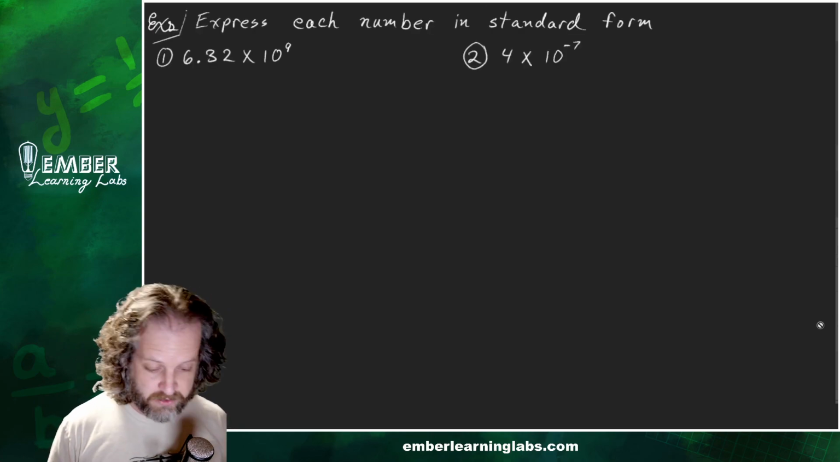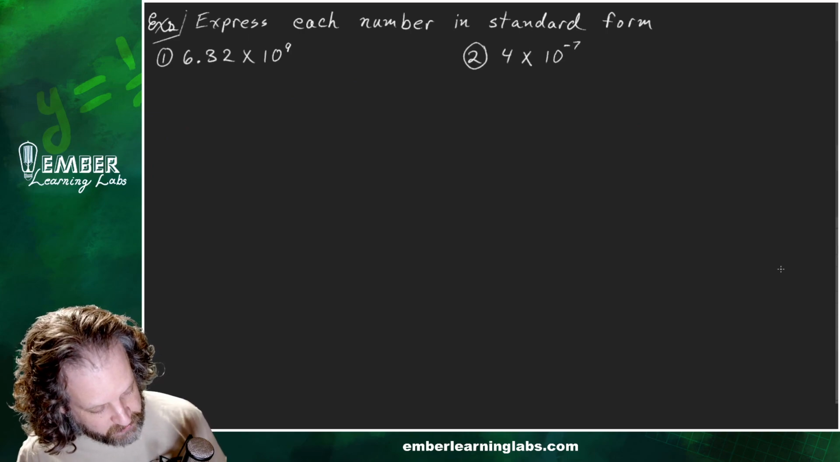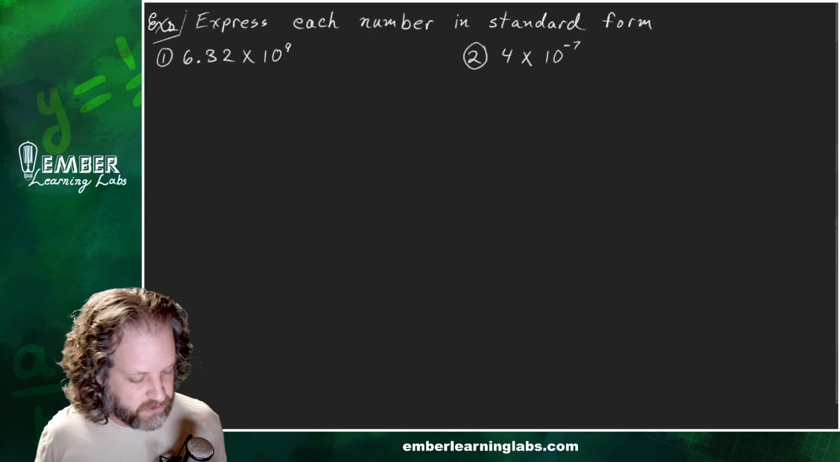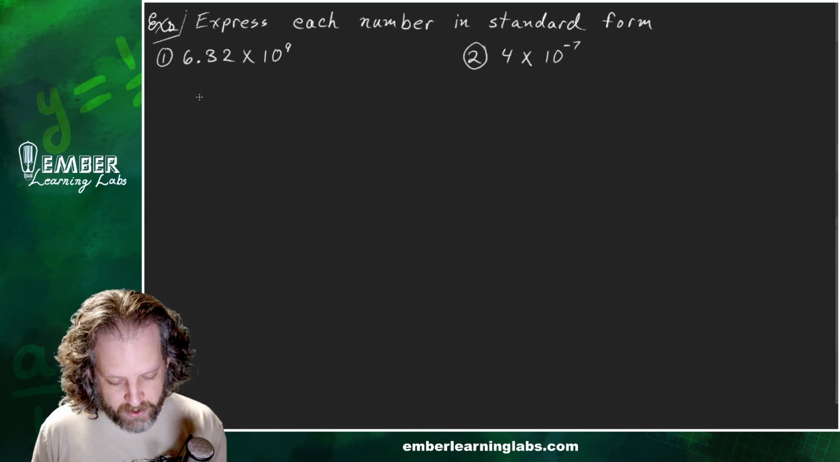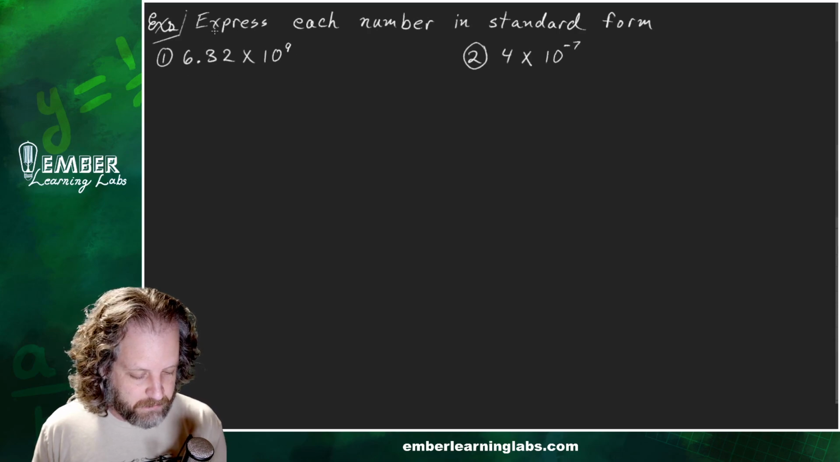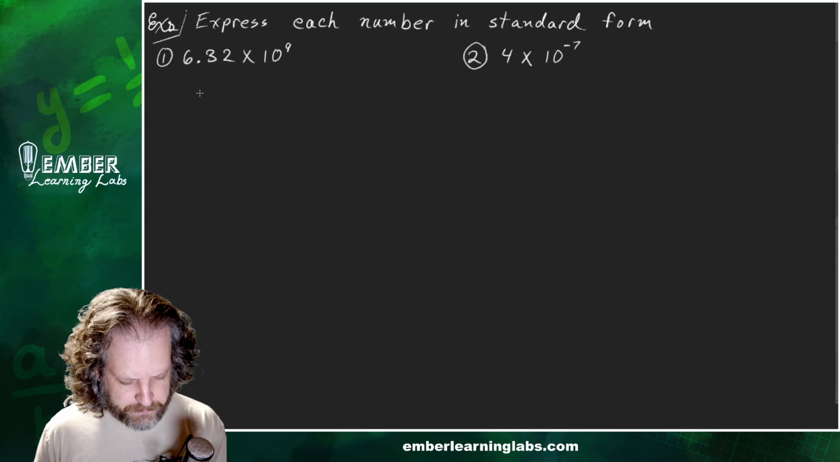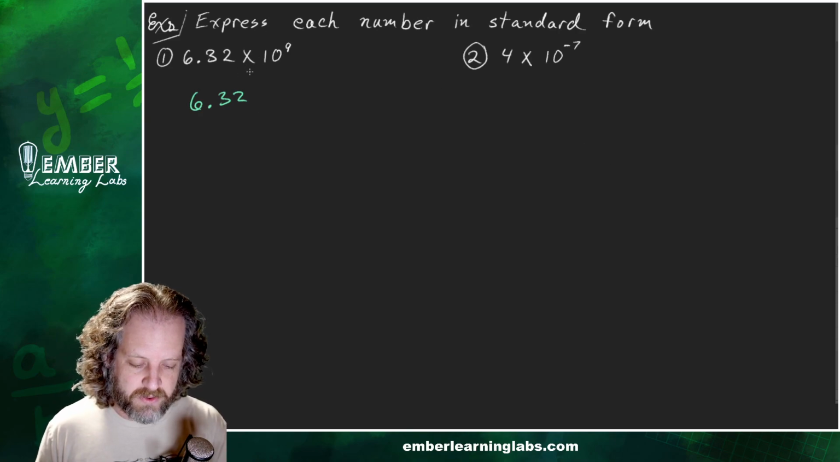So let's do the other way. So we're going to express each number in standard form. So this one, if we're following a step-by-step procedure, has one extra step. The one extra step is to write down the original number without the times 10 bit, right? So 6.32. Just the number without the times 10 bit.